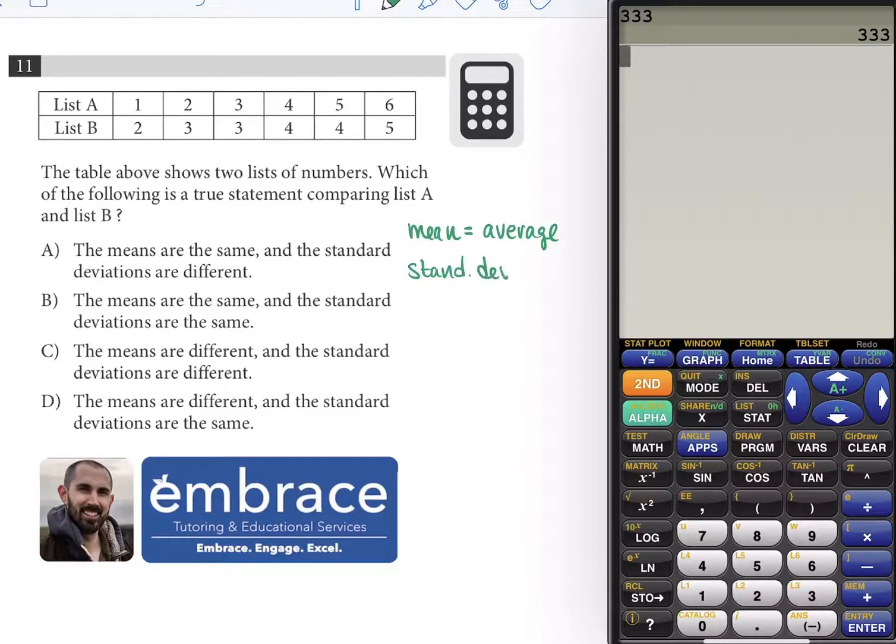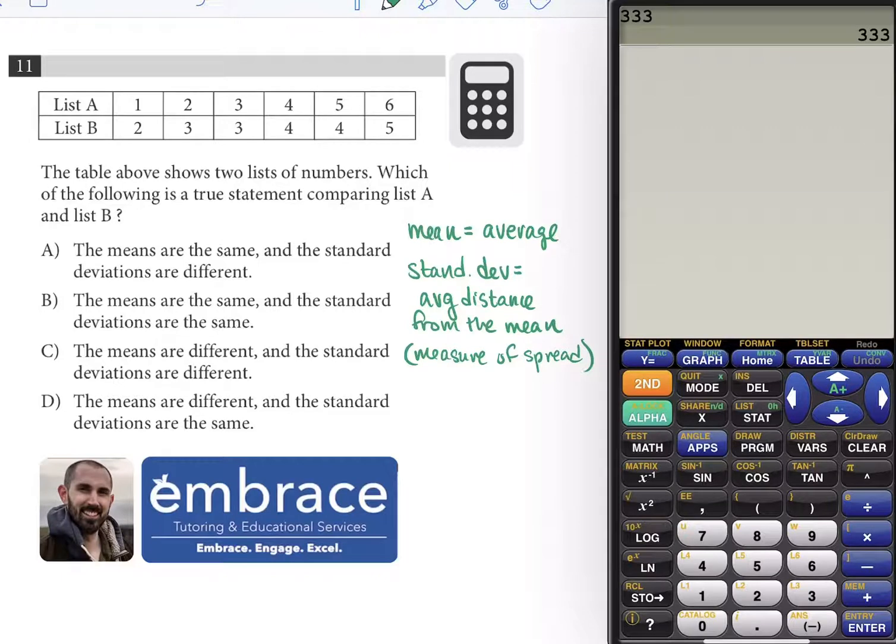And the standard deviation is the average distance from the mean. Keep in mind that the standard deviation is a measure of spread. That's really all you need to know. So we're looking to see the difference between the spread of the data.